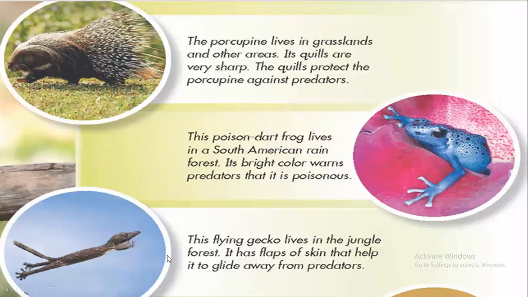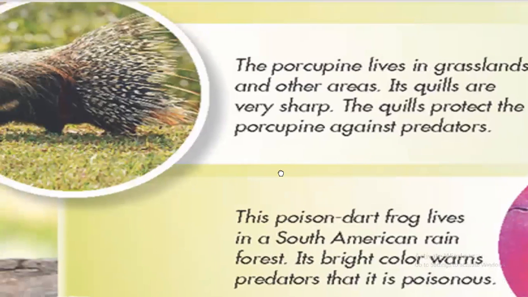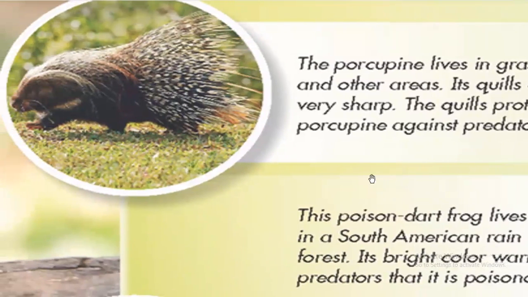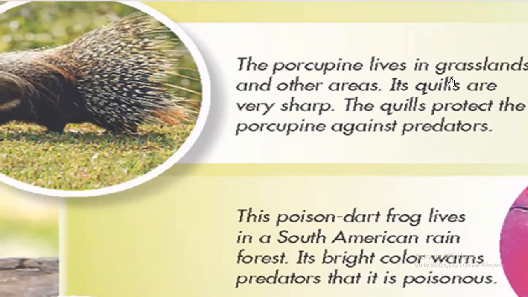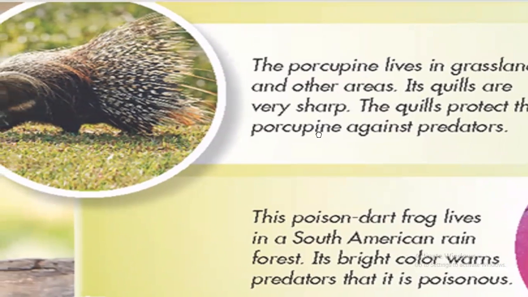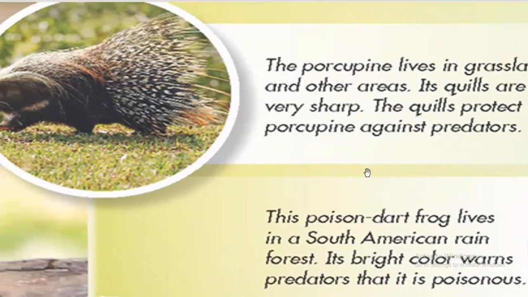Now we will talk about different animals and different adaptations they have. First one, we have the porcupine in front of you here. It has sharp quills and it lives in grasslands and other areas. Its quills are very sharp. The quills protect the porcupine against predators.